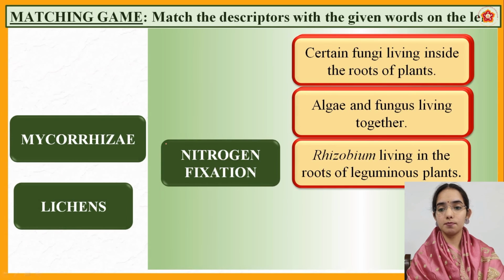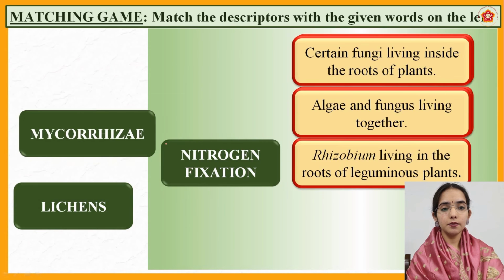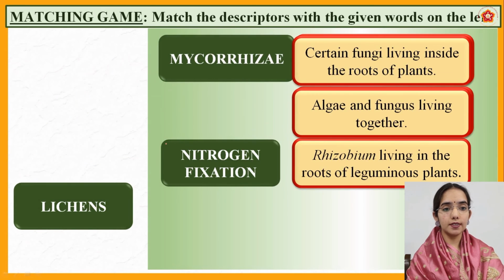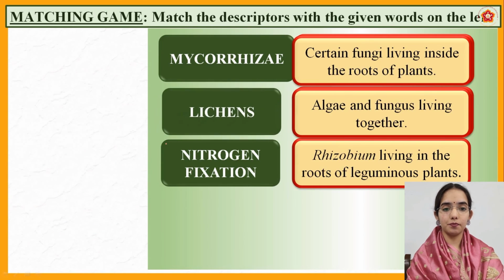Now the second word is mycorrhizae. So we had studied that certain fungus called mycorrhizae live inside the roots of plants. So this is also a symbiotic association. And the last word over here on the left is lichens. So lichens, it is a symbiotic association between an algae and fungus living together. I'm sure you knew all these answers.